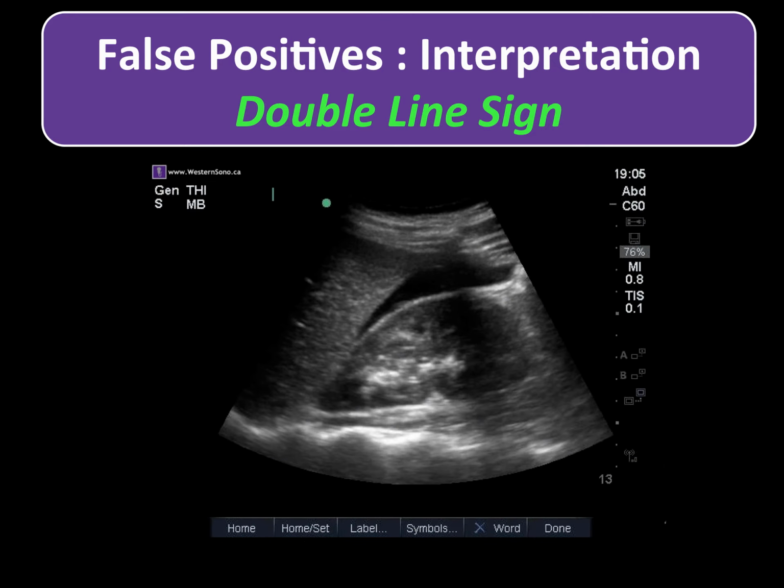True free fluid tracks right along the liver edge and highlights the solid organ on a black background with no white line. You can see here in this example of a true positive. There is a bright echogenic line along the kidney, but along the liver, the fluid directly abuts the liver edge and is not encased with a second white line.